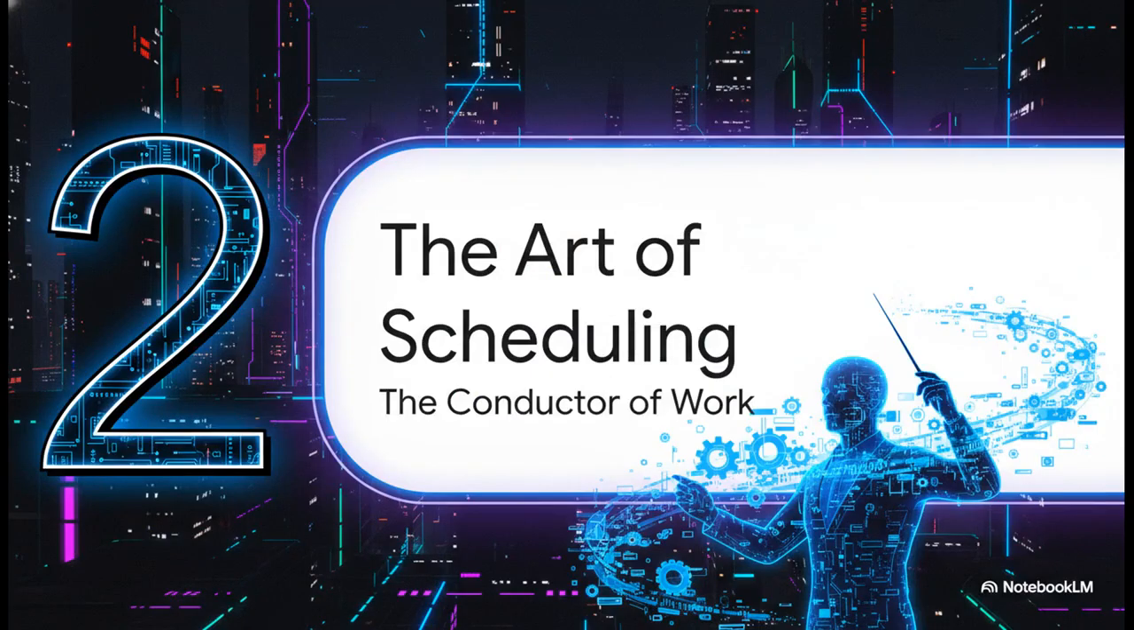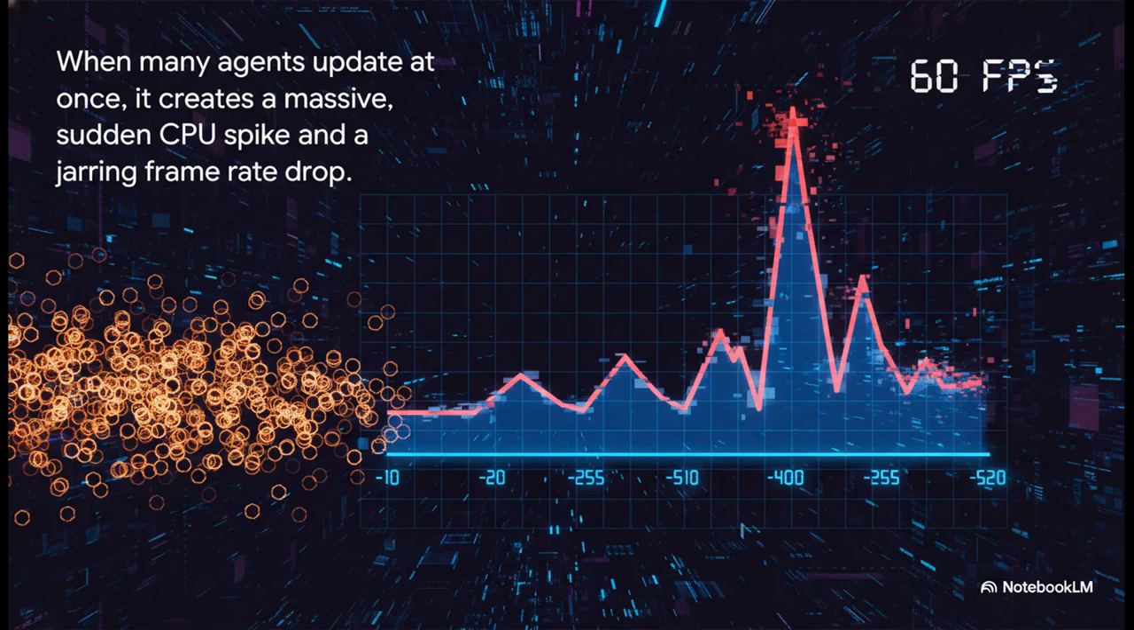Okay, so we've solved the where. We know which cores to use for which jobs to guarantee stability. But the next, equally important challenge is deciding when these jobs should run. This is where the engine puts on its conductor's hat and starts directing the flow of work. You've probably seen this in games before. You're running around, everything is silky smooth, and then bam, a massive stutter out of nowhere.